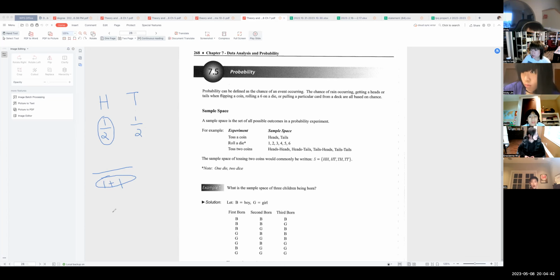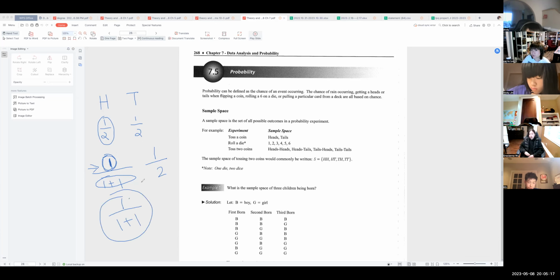Kevin, listen carefully, you're eating again. Okay, I get it, you can eat and listen at the same time. So the numerator is the specific thing that happens. Can we understand? Head is only one, so it's 1/2. And tail is also only one, so it's 1/2.